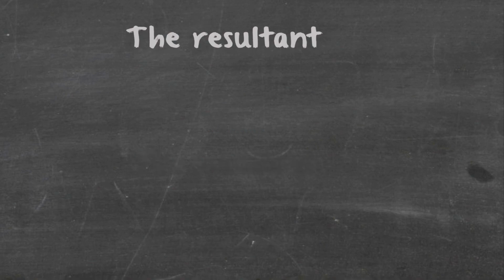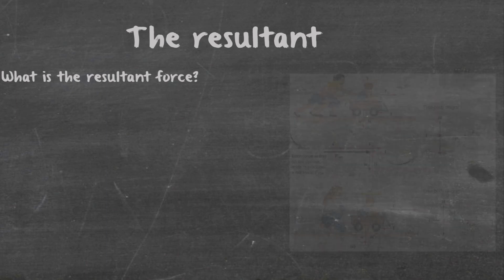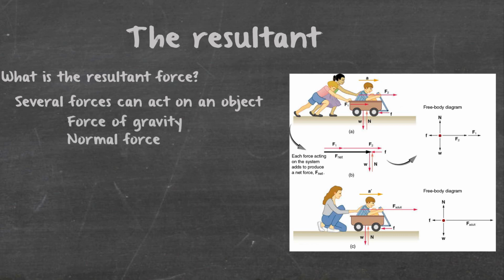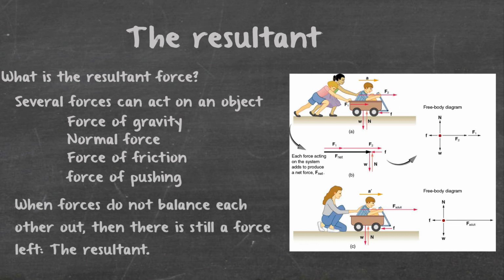But how can we make it easy for us to know what force there is on an object? This brings us to the resultant force. What is the resultant force? When we look at a stationary object like you and your bicycle, or in this example a pushcart, we notice a few forces on them. We notice the force of gravity, we notice the normal force, we notice a force of friction and the force of pushing. When the object is not accelerating, this means that all forces balance each other out. We then say that the resultant force is zero. The resultant force means that all forces are combined to one force acting on the object.